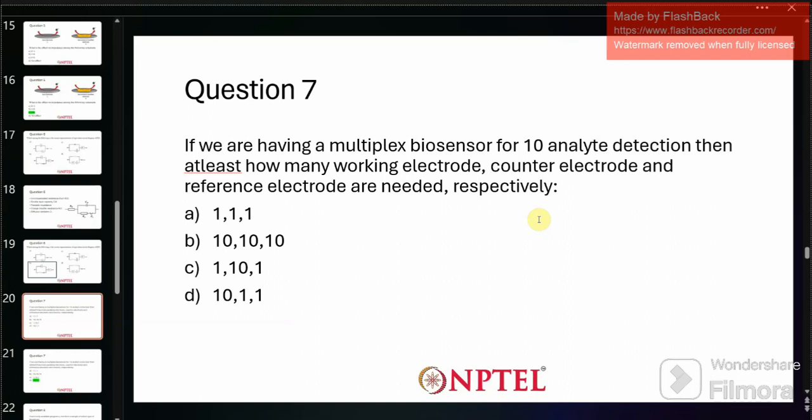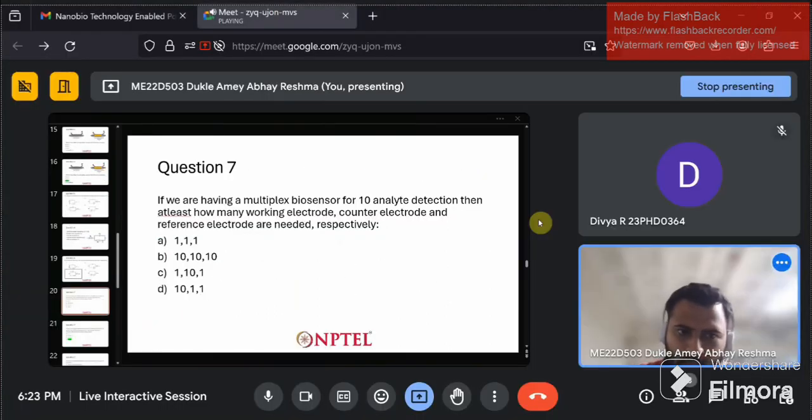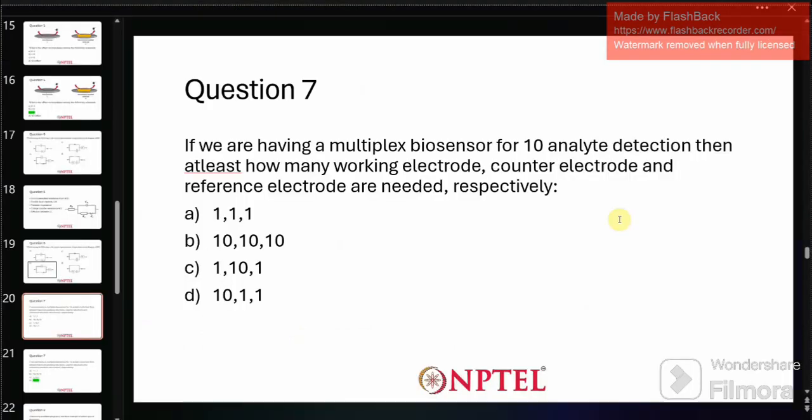So just from the basic logic, what do you think will be the right answer? So yeah, the answer is 10 plus 1, 11. All you need is 10 working electrodes where the detection will actually happen, and then you will have the current relative to the counter electrode and the working electrode, and the reference electrode will basically act as a reference. So even one counter and one reference electrode is sufficient.